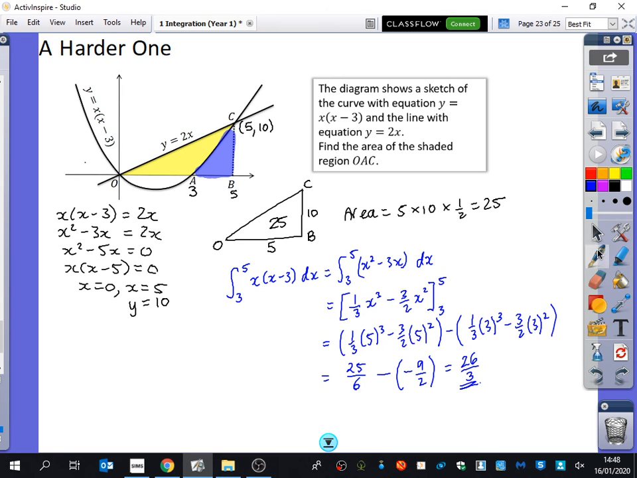So the answer for our area, and this is how I would write it down, I would say equals area of, and you can just draw a triangle if you don't want to write the word triangle, area of triangle, take away the blue area, which is 26 over 3. So it's 25 minus 26 over 3, which is 49 over 3 units squared.